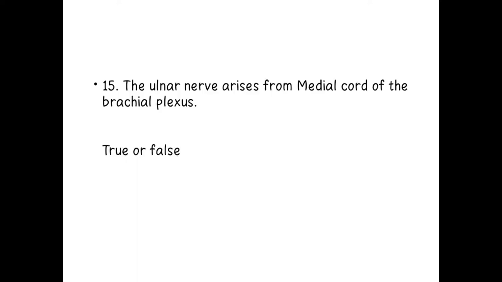But 15, the ulnar nerve arises from the medial cord of the brachial plexus through C8 and T1. Now the right answer here is true. How is it true? Let me show you the diagram of the brachial plexus again.